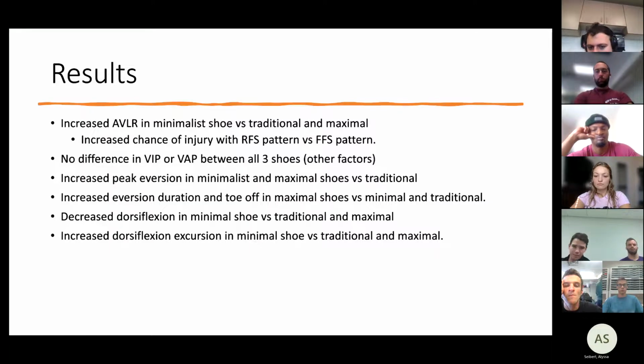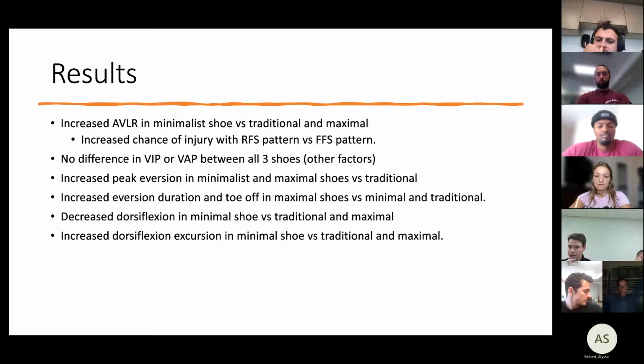And then the results of this study: they found an increased AVLR in the minimalist shoe versus the traditional and maximal shoe, which could lead to increased injury with a rear foot strike pattern versus a forefoot strike pattern in the minimalist shoe. There's no difference in vertical impact peak and vertical active peak between all 3 shoes.